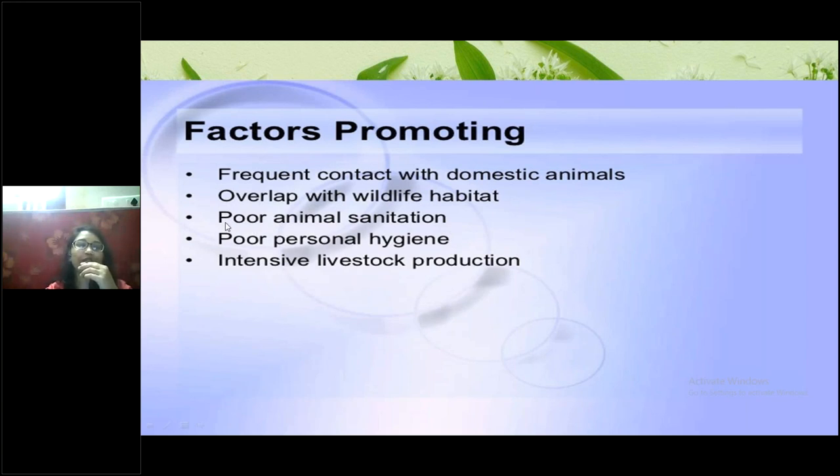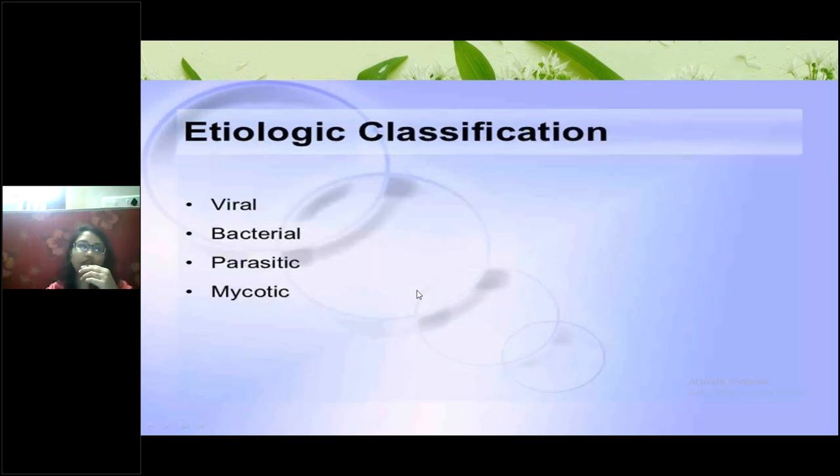So anyway, poor animal sanitation, poor personal hygiene, and intensive livestock production. All these factors may be responsible for why zoonosis may be emerging. And naturally, there is an etiologic classification like viral, bacterial, parasitic, and mycotic zoonotic infections.